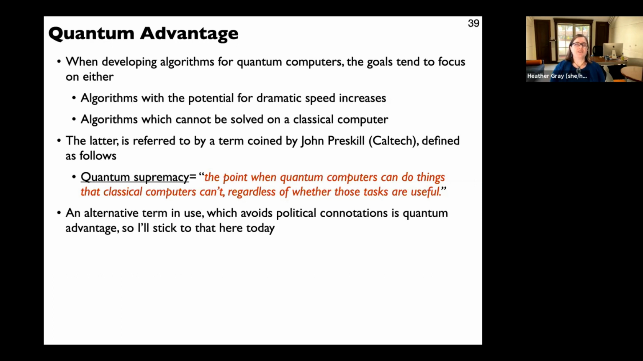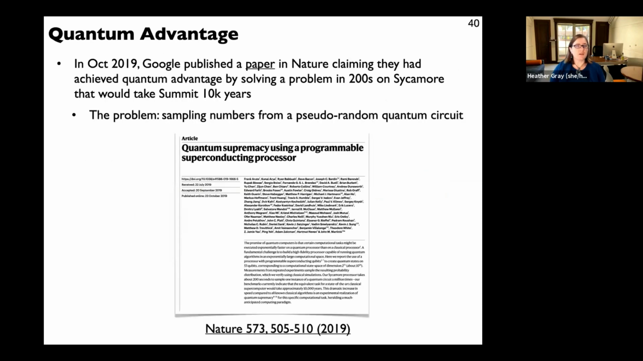Doesn't mean that. It means that there is a specific task where a quantum computer can do better than a classical computer. Now, you notice, of course, I'm using quantum advantage, not quantum supremacy. That's because this is an alternative term in use and avoids some of these political connotations. So I'm going to stick to that today. In the literature, as you'll see, it's actually mixed between the two terms, but they really do mean the same thing.